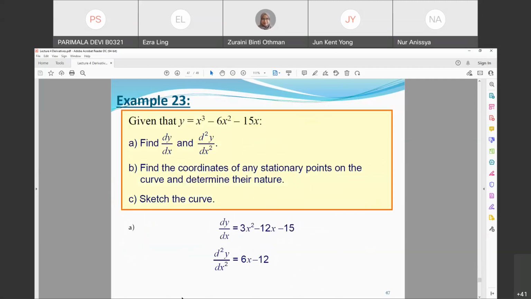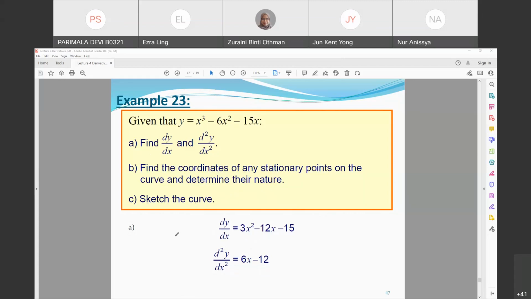Kita tengok contoh yang ni. Okay, ini kan contohnya yang ni. Okay, so sekarang kita nak tahu. Soalan dia cari dy over dx and d kuasa 2y per dx kuasa 2. Okay, so sekarang dekat situ dia suruh cari. So kita dah carilah, ni soalan A. And find the coordinate of any stationary point on the curve and determine their nature and sketch the curve.